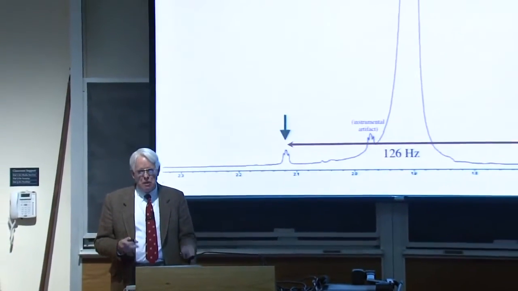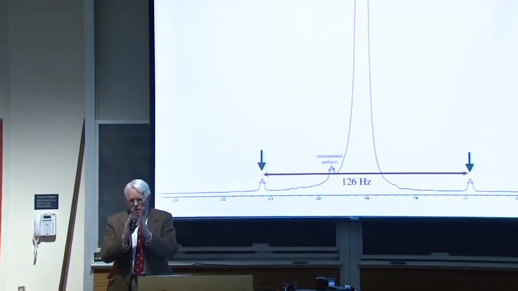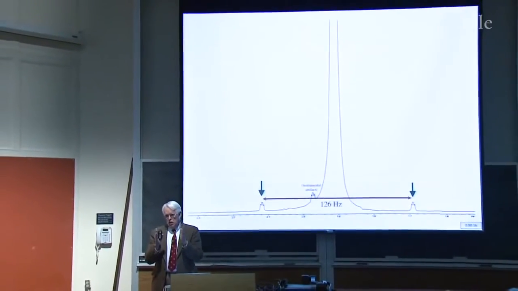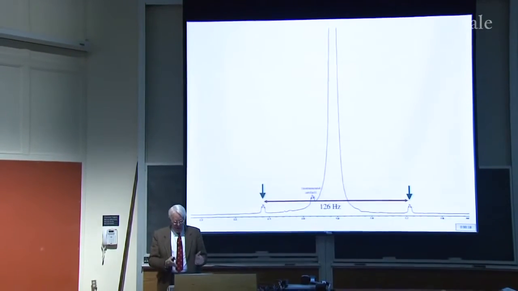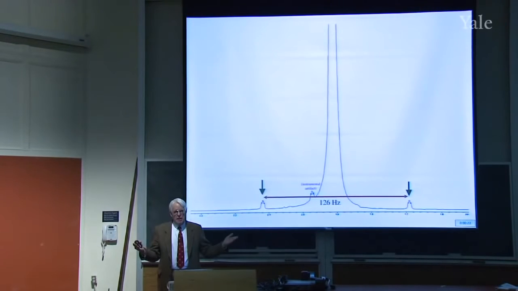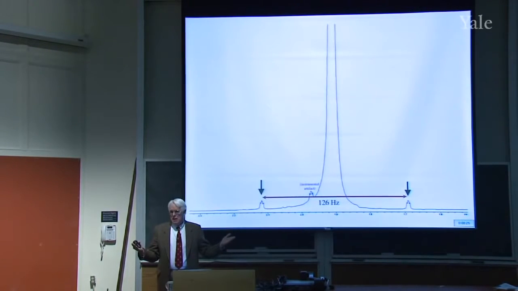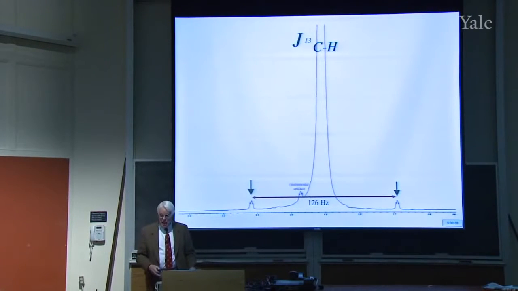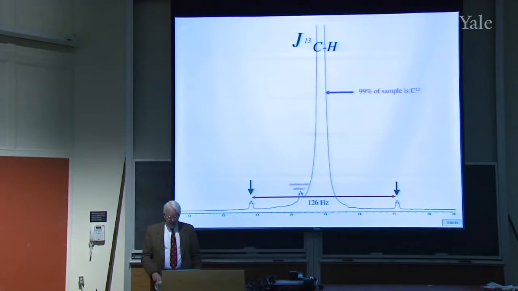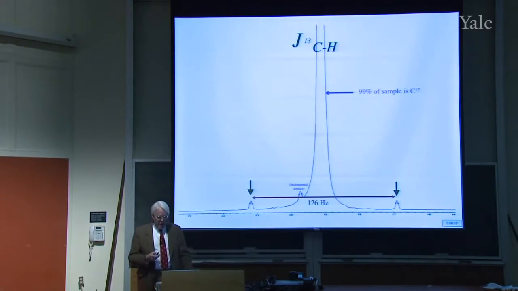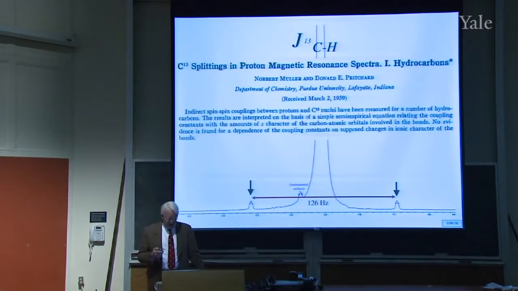Do you remember this? What are the sizes of splittings you normally see for protons that are on adjacent carbons? They're on the order of 7 hertz, right? Here we got 126. What's the big thing that's going on? What makes coupling so big? Okay, it's C13H. In fact, 99% of the sample, if you haven't specifically put C13s in there, is C12, but about 1% is C13, so you see that.